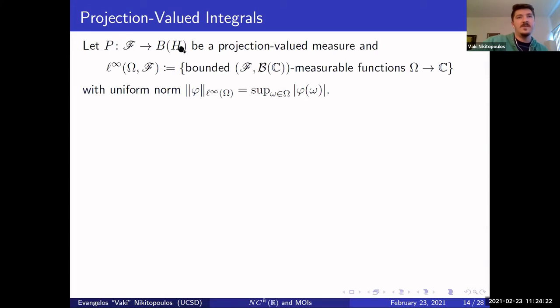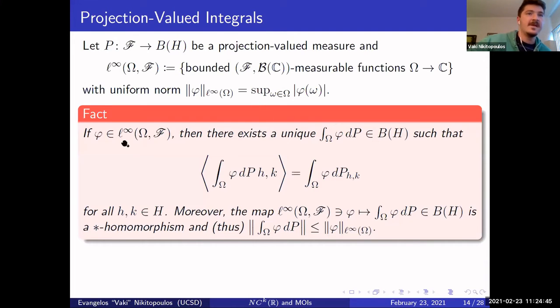So I'll go over the definition of projection valued integrals. I'll let P be a projection valued measure as on the last slide, and I'm going to use this little L infinity notation for spaces of bounded measurable functions. So little L infinity of (Omega, F) is going to be the bounded F-Borel measurable functions from Omega to C, and I'll put the uniform norm on it, i.e. the sup norm.